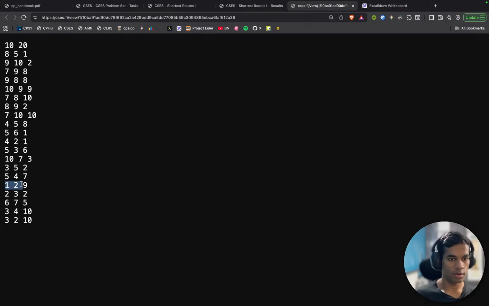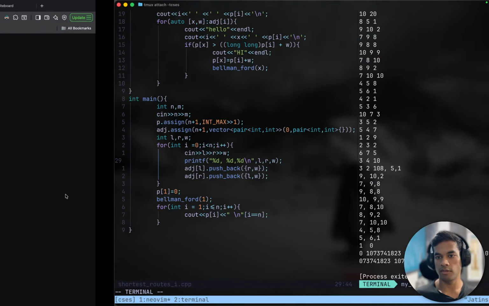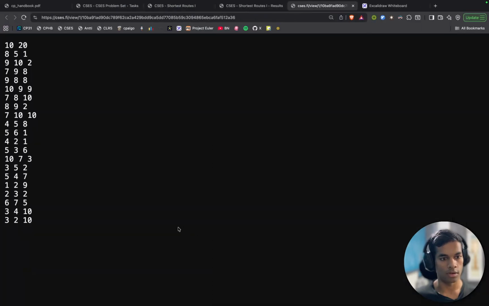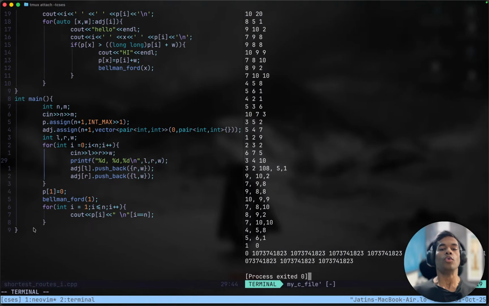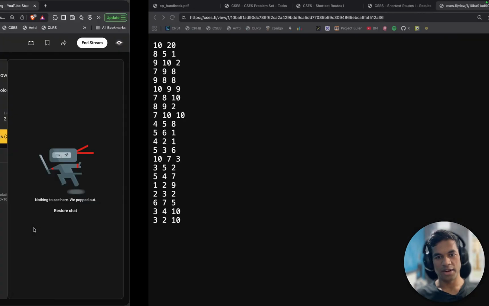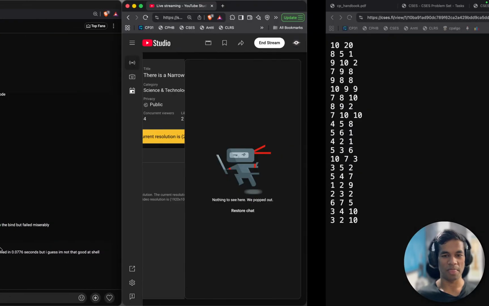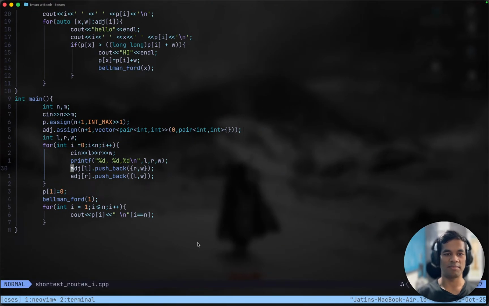We see 1 and 2 are connected by an edge whose weight is 9, but we don't see that particular edge here. We see 5 and... of course. Do you see the bug? Does anyone see the bug?